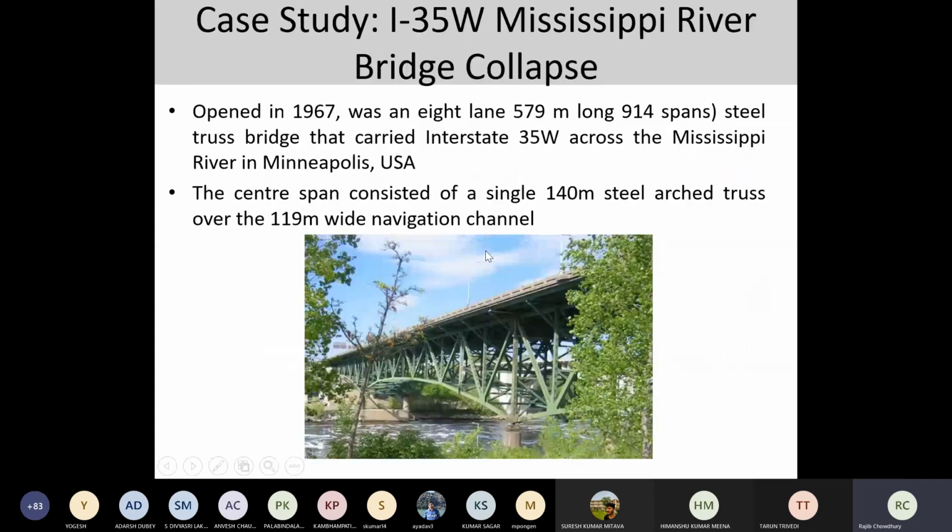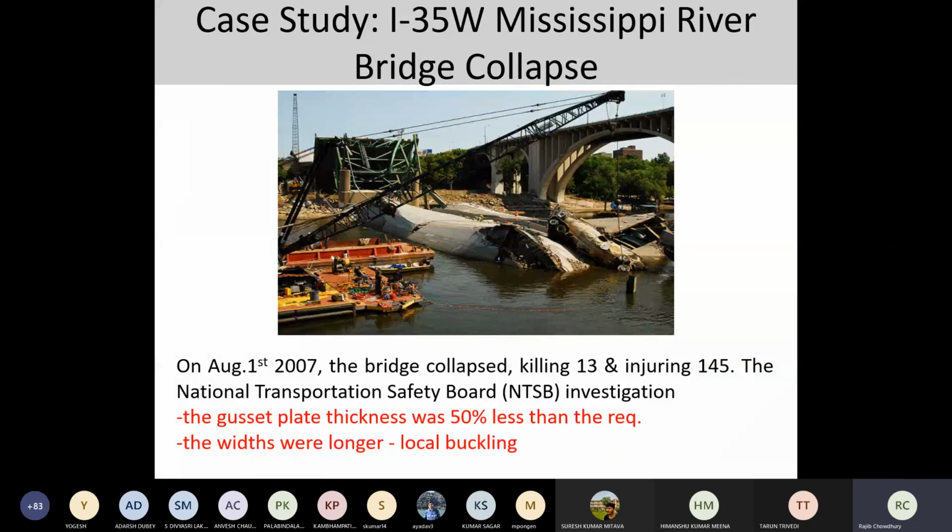Okay, in the next, this is another case study: the I-35W Mississippi River bridge collapse. You will get a fantastic overview there of why it collapsed. Let me go through that. This particular bridge collapsed, and the primary culprit was the gusset plate. The plate thickness was given, but the plate thickness provided at the site was reduced by 50% from what was required by the design engineer.